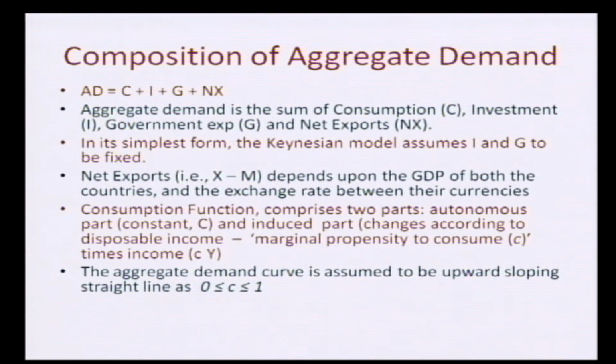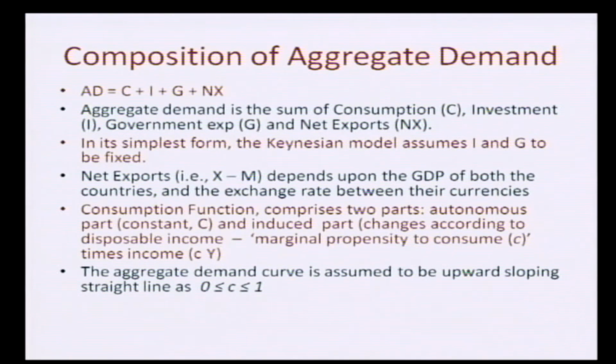In the simplest form, the Keynesian model assumes that investment I and government expenditure are fixed. They don't change with the level of income. So your consumption expenditure has two parts. One is the autonomous part and the other is the induced part. The autonomous part is the certain amount a person has to consume in order to survive. Even if the person has zero income, the person has to consume a certain amount. So that part is your constant, capital C.